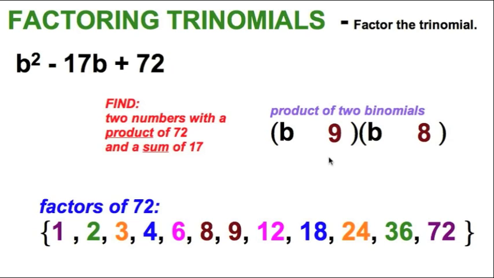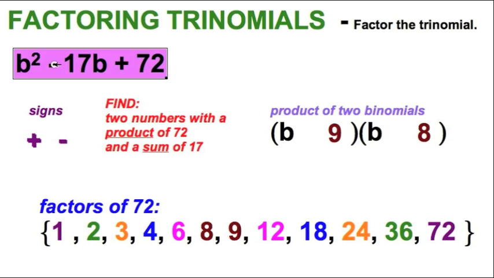So far, so good. Now the signs. This middle term is negative. Well, if I'm going to have a positive here, my middle term's negative, I must have two negatives. Minus 9 and minus 8. Let's look at this. B squared, outer, minus 8b, inner, minus 9b. That's my negative 17b. Negative 9 times negative 8 is plus 72.